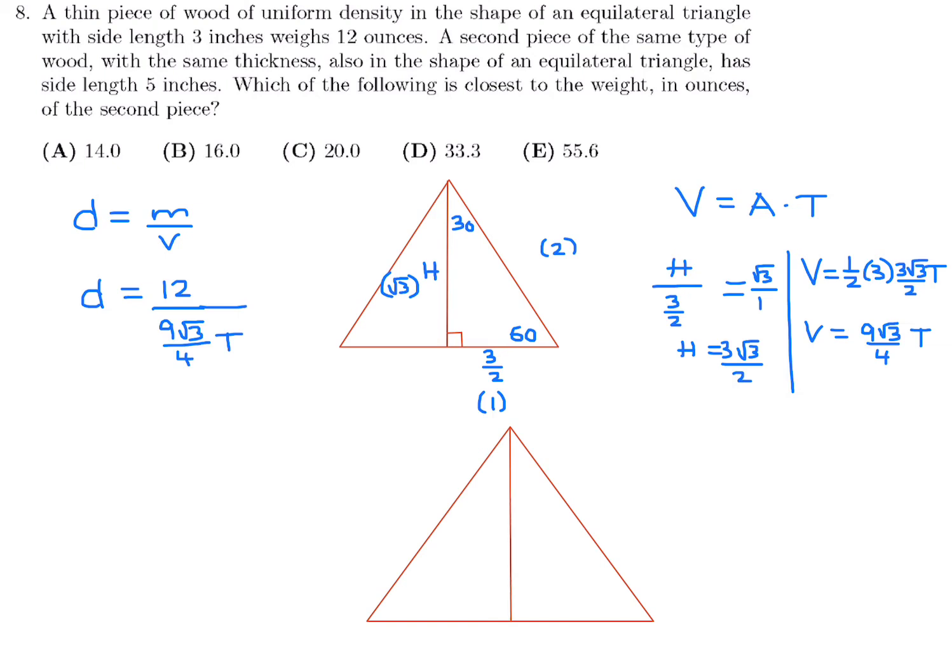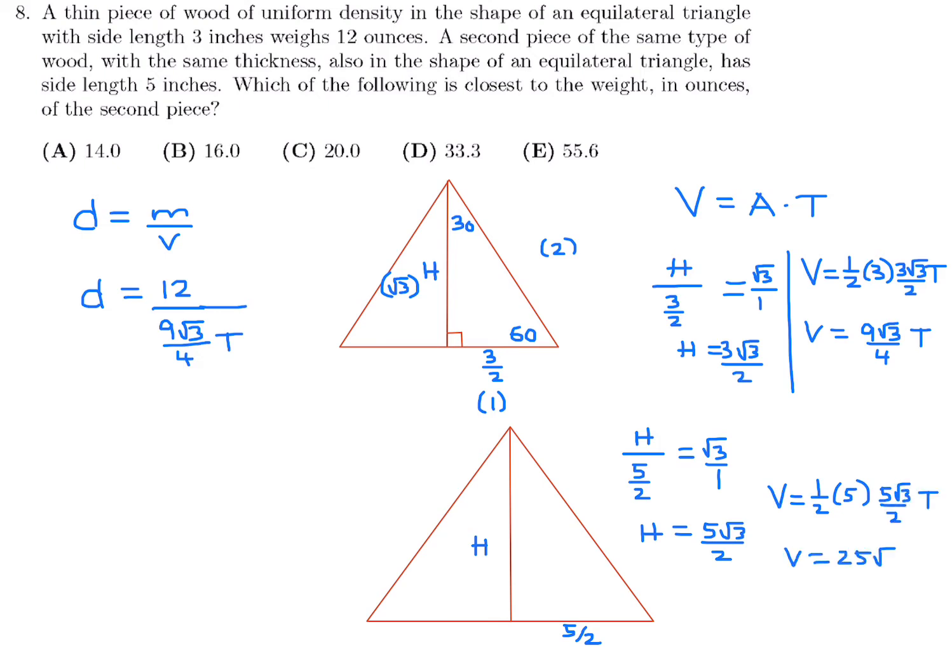So same story. Again, H over, this time this would be 5 over 2, and this is H. H over 5 over 2 is equal to root 3 over 1, and therefore H is equal to 5 root 3 over 2. And therefore the volume would be 1/2 base, which is 5, times height, which is 5 root 3 over 2, times the thickness. So the volume would be 25 root 3 over 4 times t.